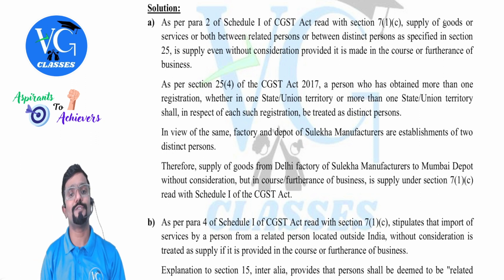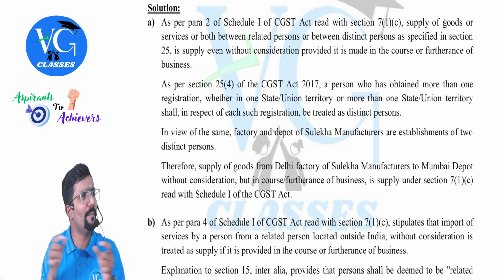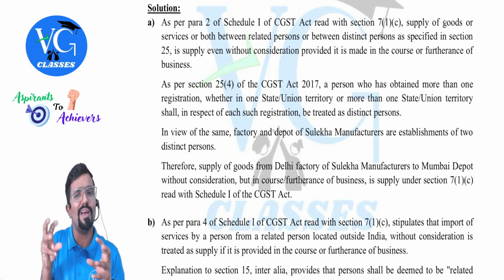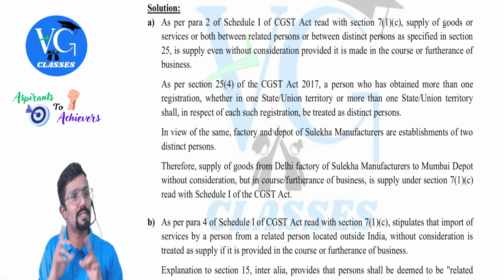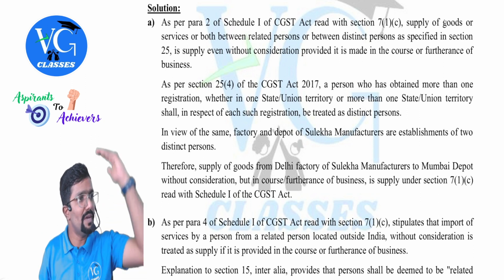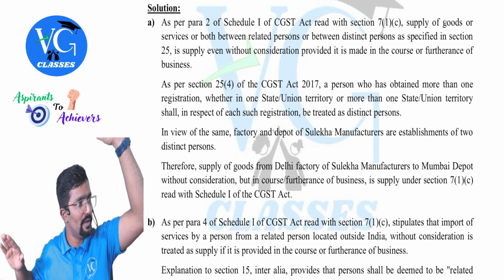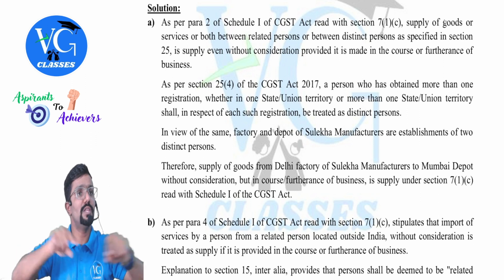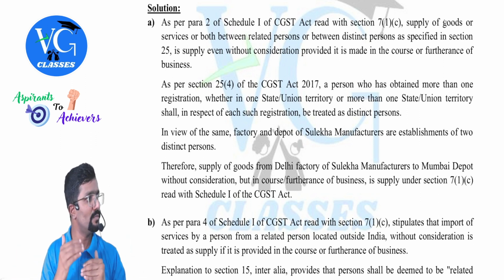As per para 2 of schedule 1 of CGST Act, read with section 7(1)(c). Are you observing how I am framing the sentence? Yes. Sir, why are you writing that read with and all? Because connection is there for both. 7(1)(c) gave a connection to schedule 1. In schedule 1, they told this is a supply. So should I mention both? Yes.